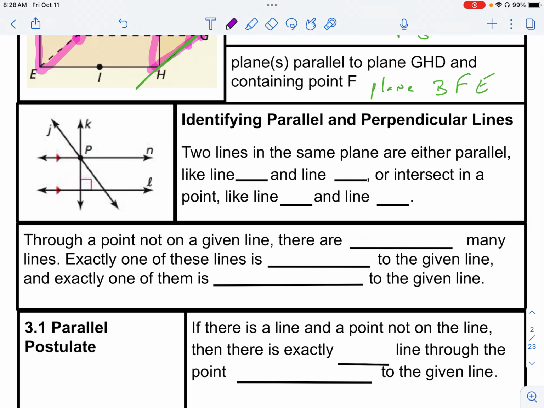All right, so two lines in the same plane are either parallel, like lines N and L, and like we said earlier, these little arrows mean that they're parallel, and sometimes there'll be two arrows, and ones go with ones, twos go with twos. So on the same plane, all the lines, the infinite number of lines, they are either parallel or they intersect at exactly one point, like line J and line N, which intersect right here at point P.